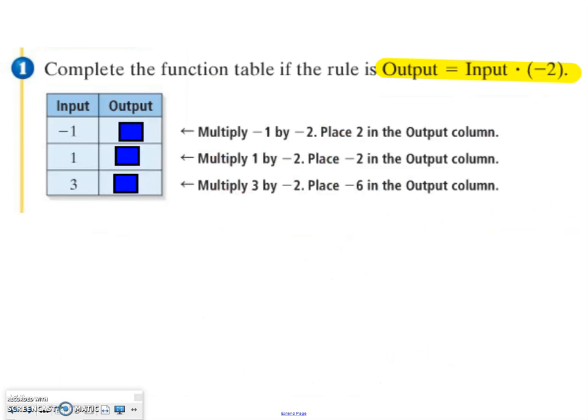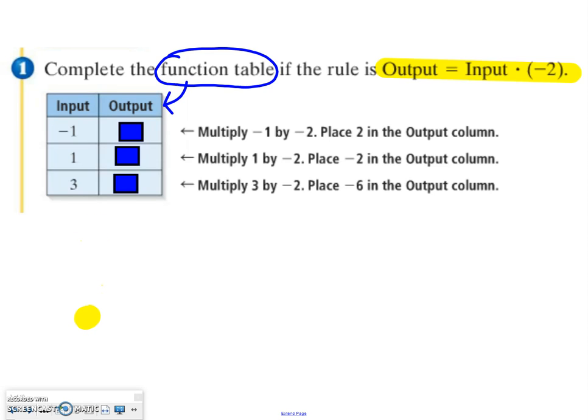Next, we are going to talk about something called a function table. This right here is a function table. It is a table that tells you the input and the output of the function. I want you to right now write down this highlighted function: output equals input times -2. Write that down. You do not yet need to copy down the input-output table. You can see it right here, and I will show you how it works.